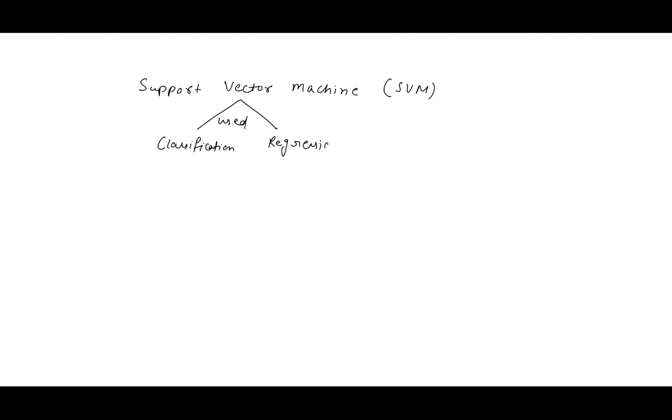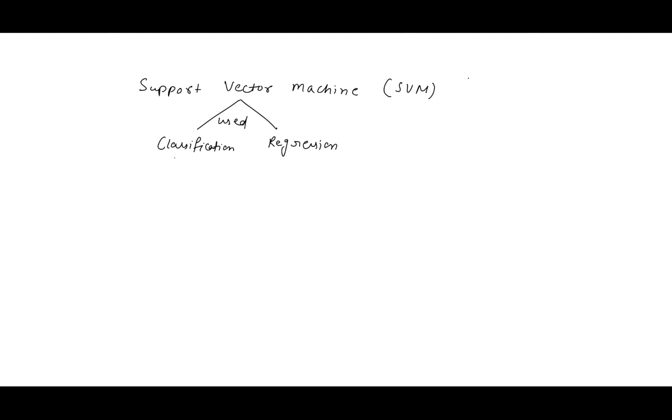All right. So the very first thing is SVM is a supervised machine learning algorithm. This comes under supervised machine learning. Support Vector Machine, we call it SVM. And this is used for classification and regression, for both types of problems.